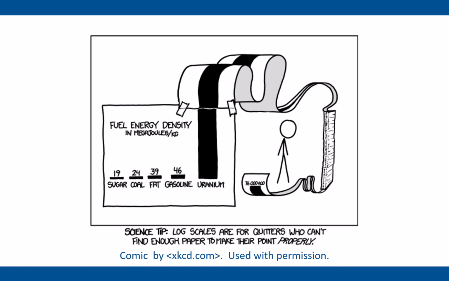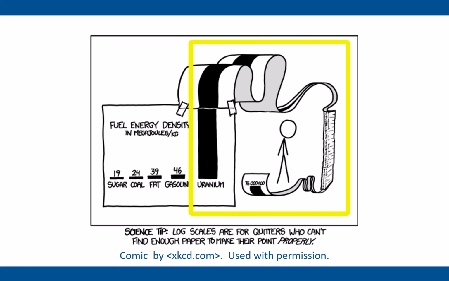This cartoon from xkcd.com shows a graph of the fuel energy density of different fuels. On the left are sugar, coal, fat, and gasoline. Fat has more than twice the energy density of sugar, but that's not what you notice. The far right column shows that uranium is literally off the chart.